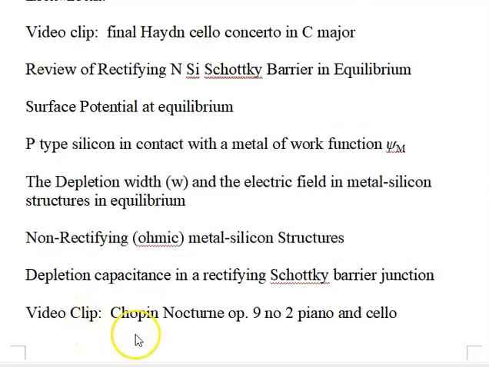It's a performance of the Chopin Nocturne, Opus 9, number 2. This is one of the pieces that every beginning piano student learns, probably in the first or second year. There are two pieces that one learns: For Elise and the Chopin Opus 9, number 2. This is a performance, beautiful performance, arranged for piano and cello.